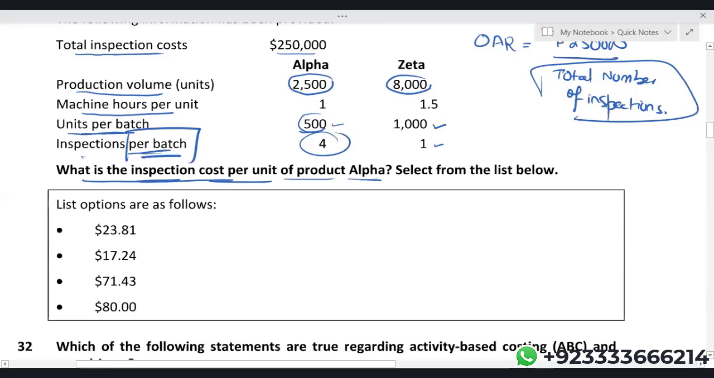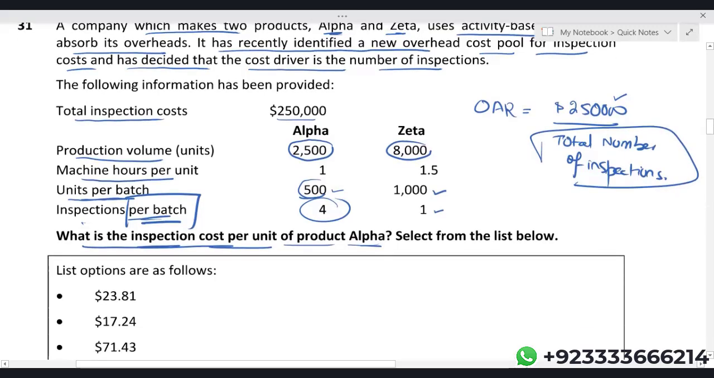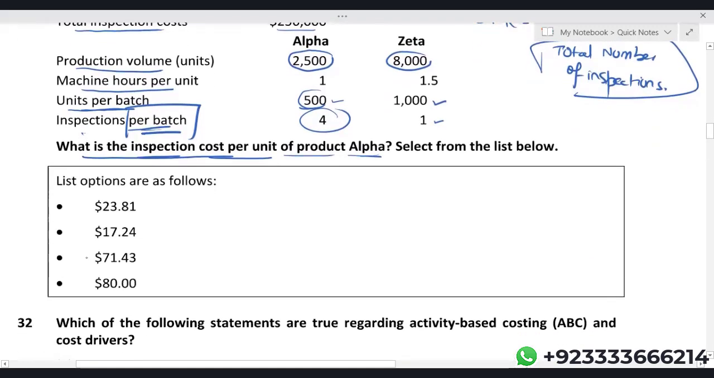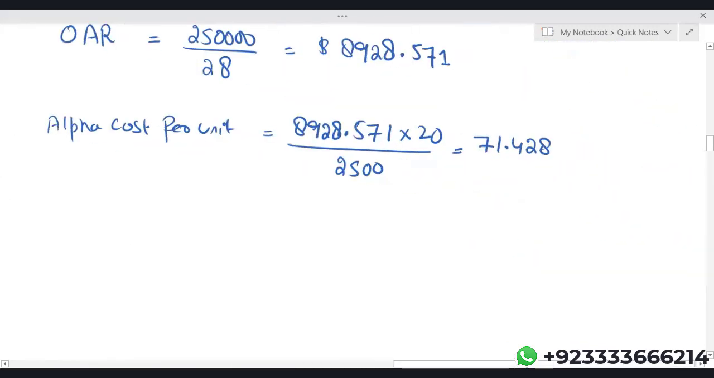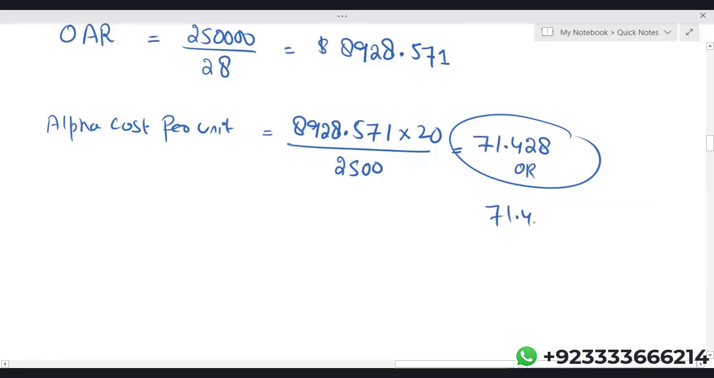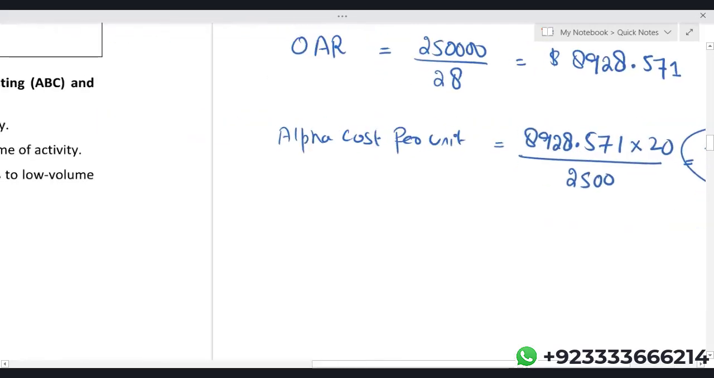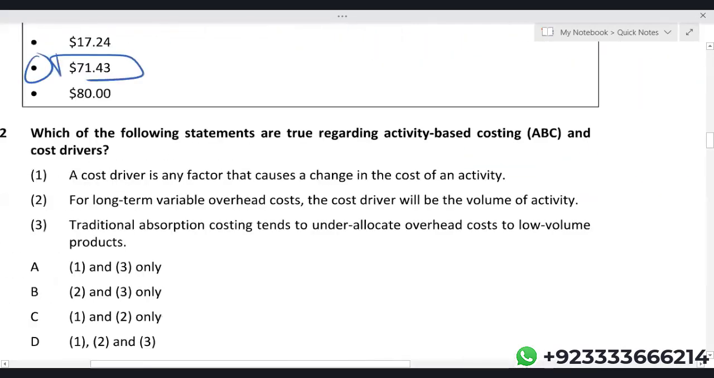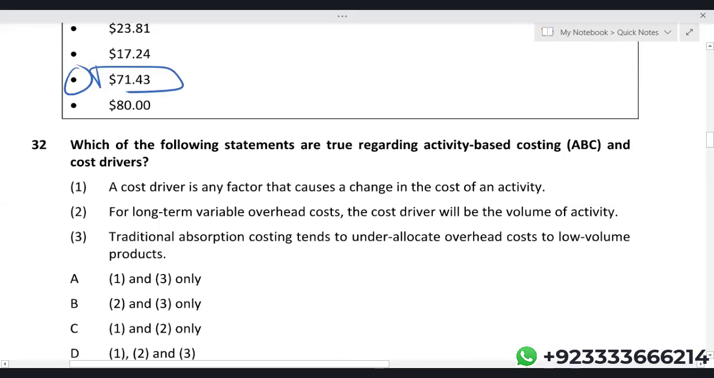Okay, they have given us everything in 2 decimal places. Definitely this is the nearest one, because even if you round off this one, logically it is 71.43. So your appropriate answer is 71.43. Okay, now let's try the next question.